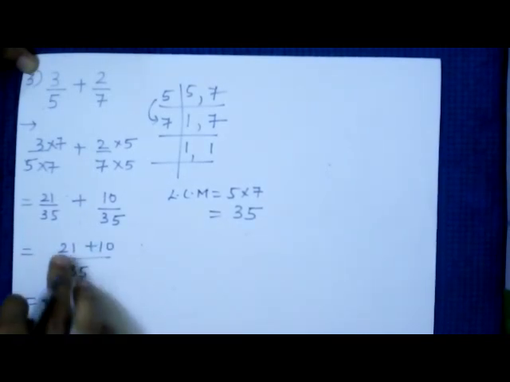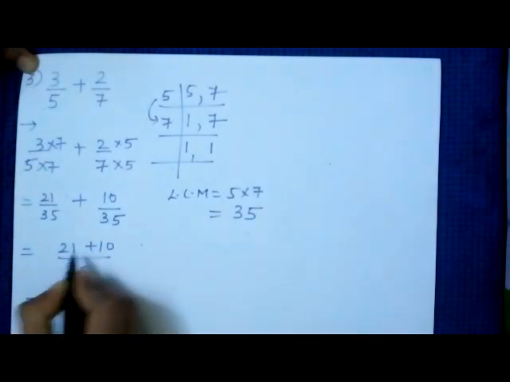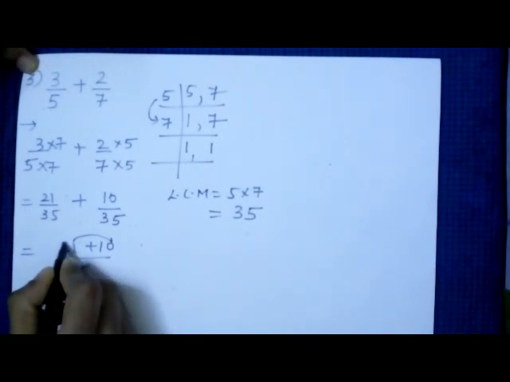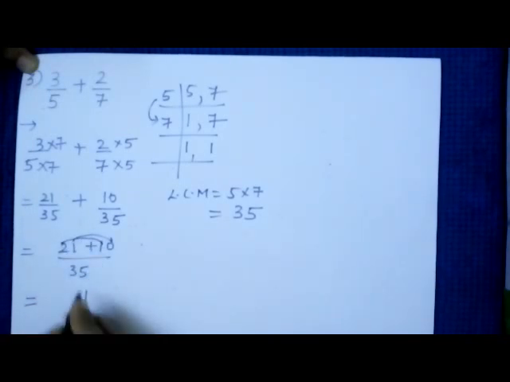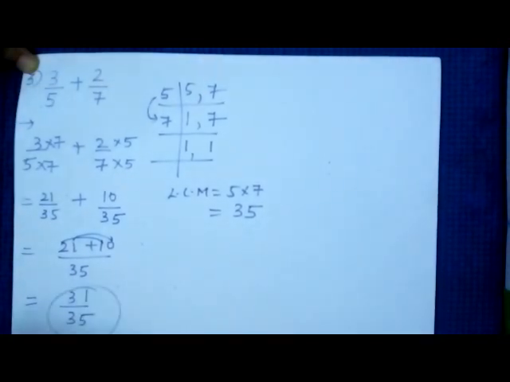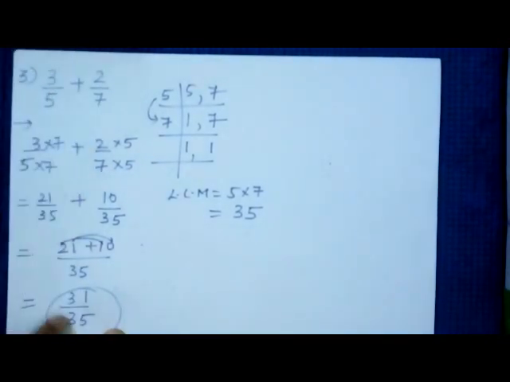If you add 21 plus 10, how much will it give you? You can add last digit with last digit. So 1 plus 0 is 1, and first digit with first digit, so 2 plus 1 is 3. So 31 upon 35. This is your answer of the third one.